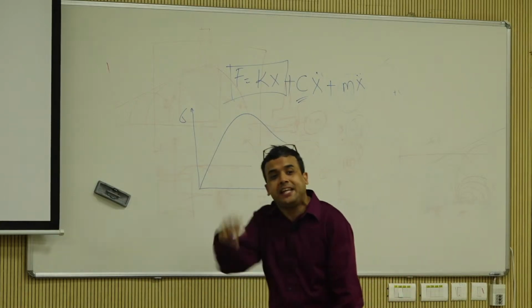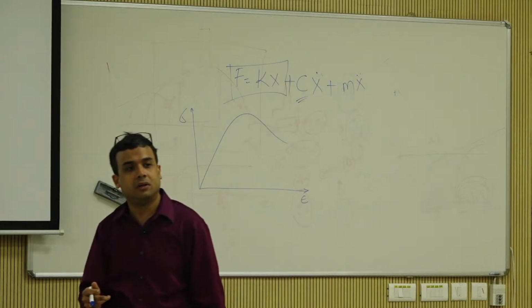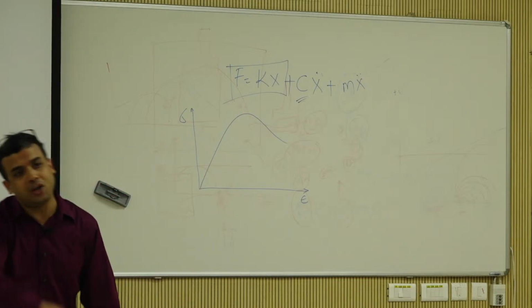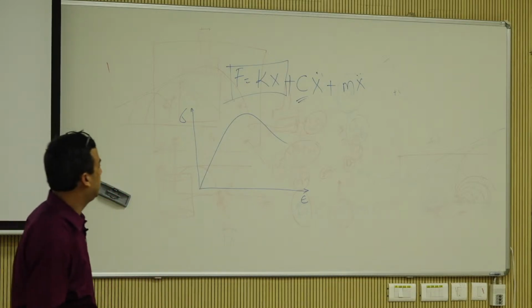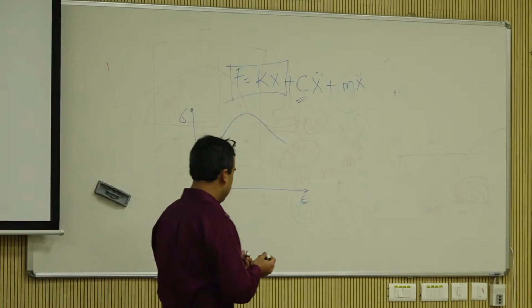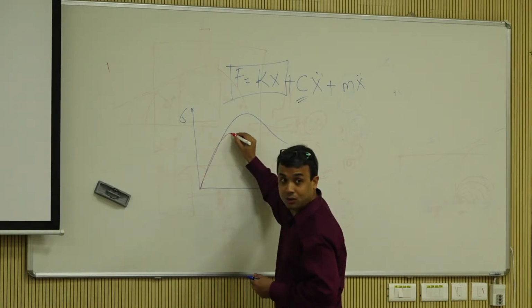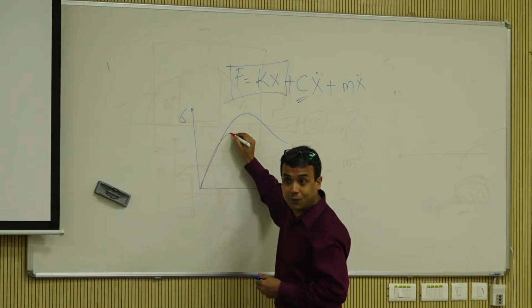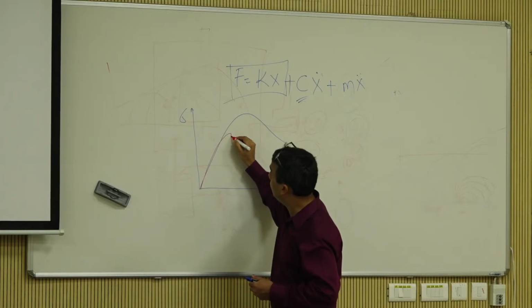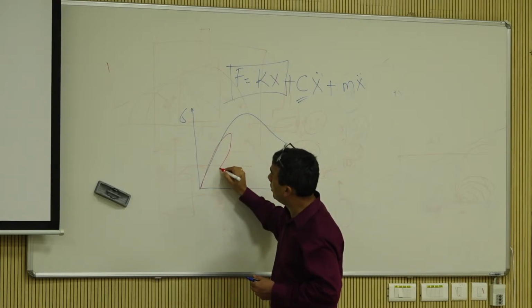How would a repeated load testing look? You are applying something and then you are removing that. How would that look? You go up and then you come back. Where do you go back? To 0? Why not?